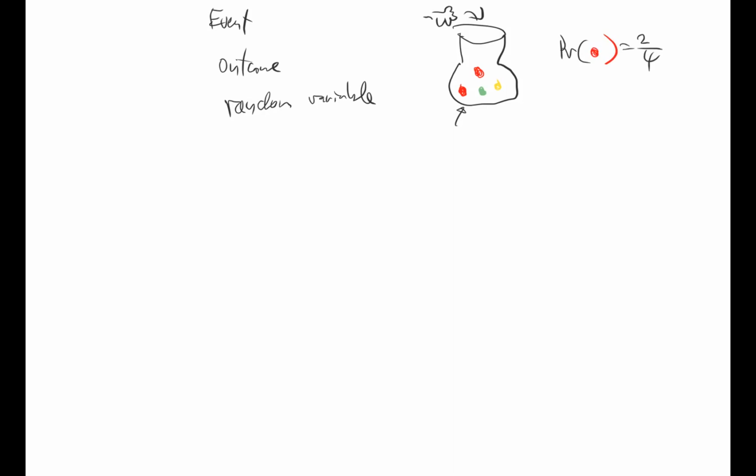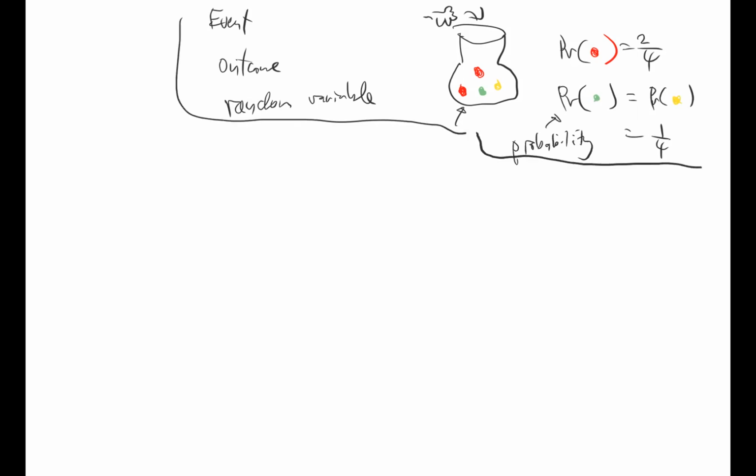Or 1/2. And the probability of getting green and yellow is both equal to 1/4 in this case, right? So this is the probability. Something very natural, right? Okay, this is a super fast introduction to probability.